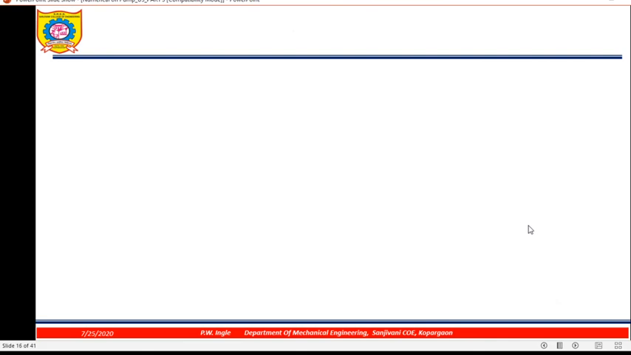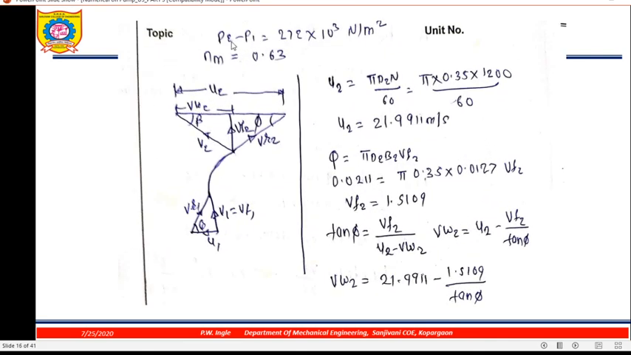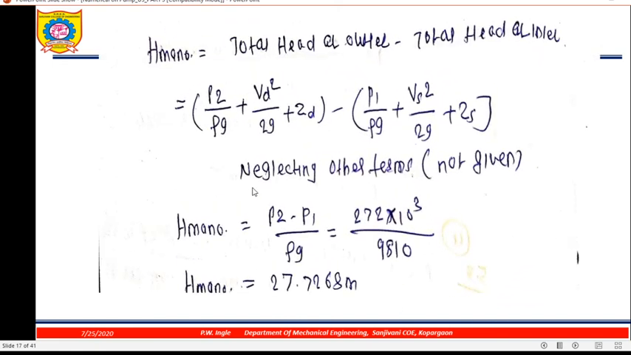Okay. Yes. So P2 minus P1 is given. So what is U2? pi D2 N by 60. Then Q is pi D2 B2 Vf2. So you'll get value of Vf2. Q is given, okay. Then tan phi is Vf2 upon U2 minus Vw2 by using this velocity triangle. So you'll get the value of Vw2.